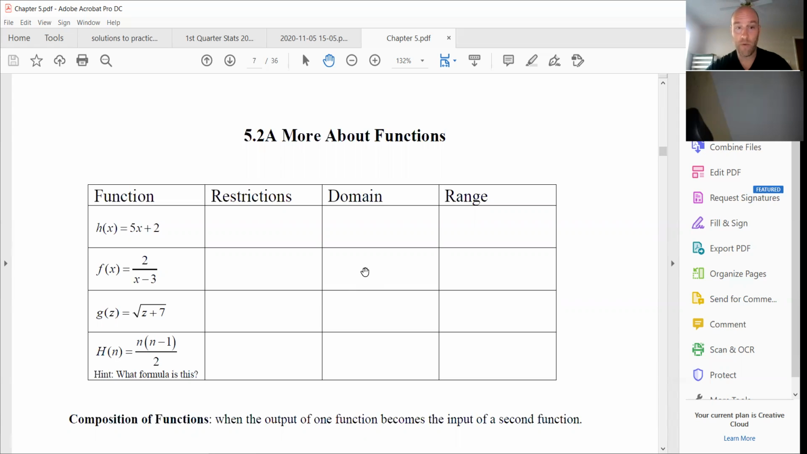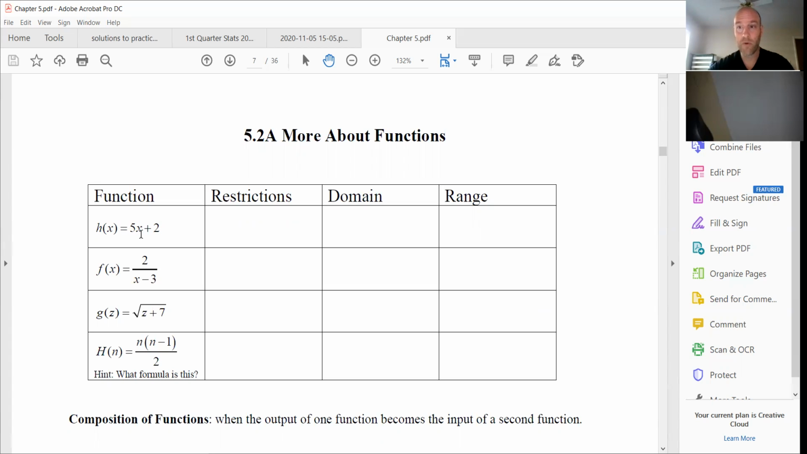This domain, I would just say x is not equal to 3. Of course, we can do it in interval notation as well. The range is a little bit trickier. So in general, we can just observe what the range should be.